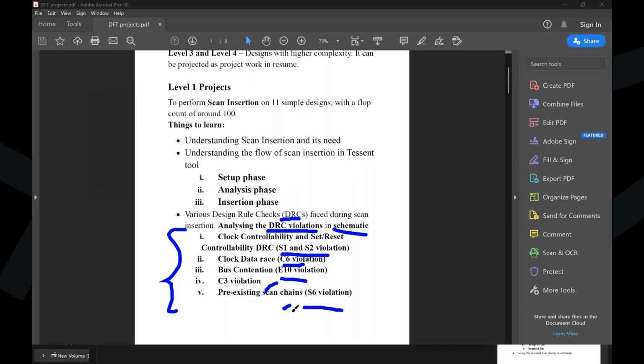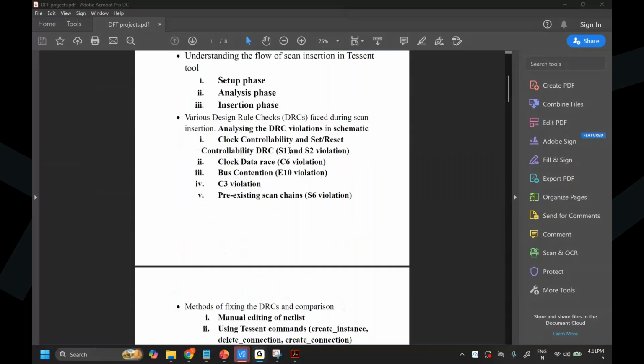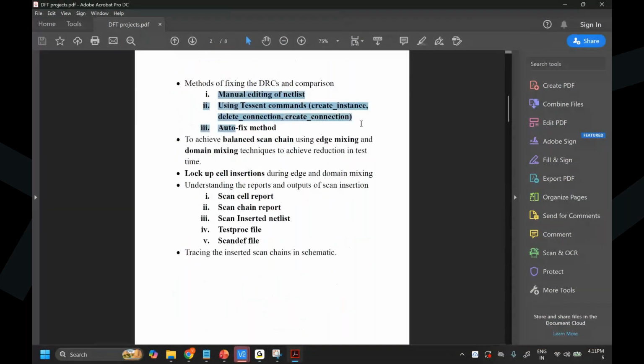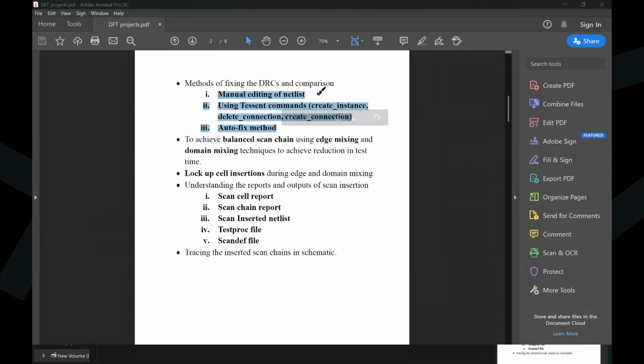Likewise, in the same way we will see, if you get any DRC violations, what are the ways with which you can resolve it. One is manual editing of the netlist. Another is using commands. Another is the auto fix method. We will see how, by using all these methods, you will be able to resolve the DRC violation. We will compare each method and see which one is more preferred and why. All these things we will discuss.